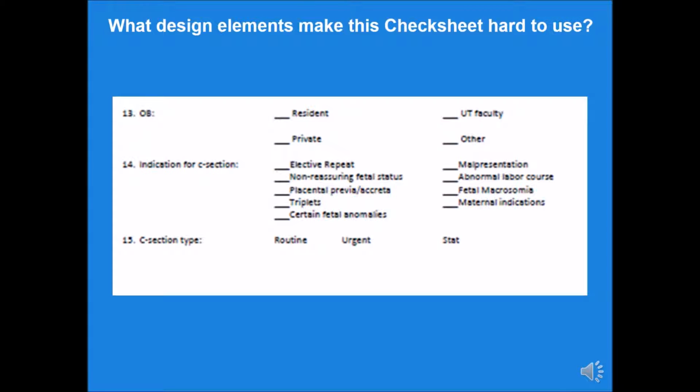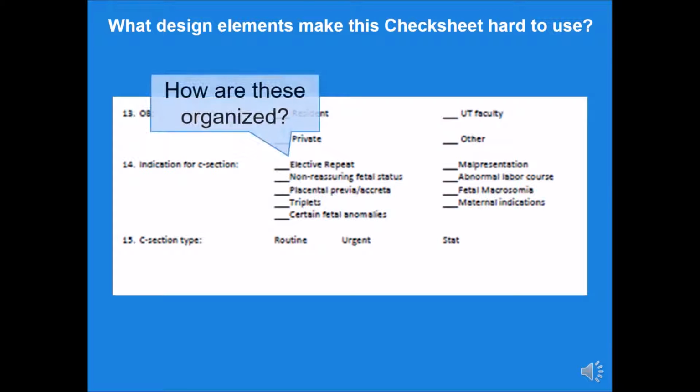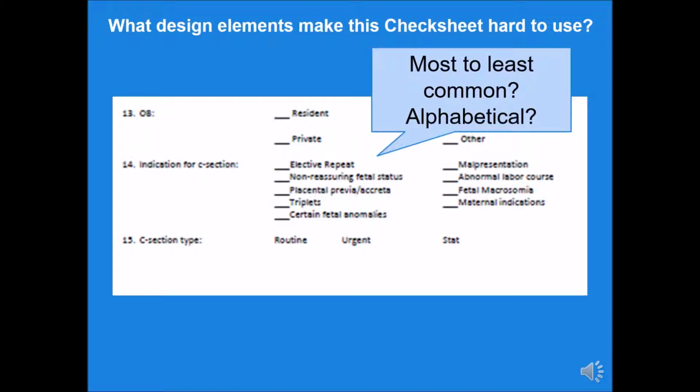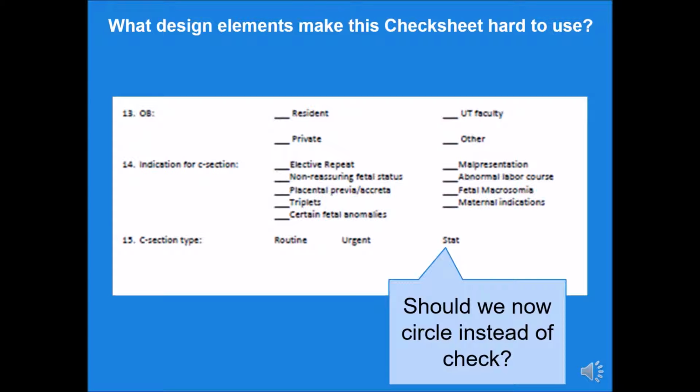So the first thing that stands out to me, if you were thinking about using this to collect data, is with all of these indications for C-section, how in the world are these organized? Are they organized most common to least common? Are they organized alphabetically? Clearly not. They seem to just be randomly jumbled in there together, and so if you are doing the data collecting, how hard is it going to be for you to quickly find the option that you need? Next, if you notice from the top of the check sheet to the bottom of the check sheet, you go from being expected to check an answer to suddenly being expected to circle an answer, which I guess my question is why?